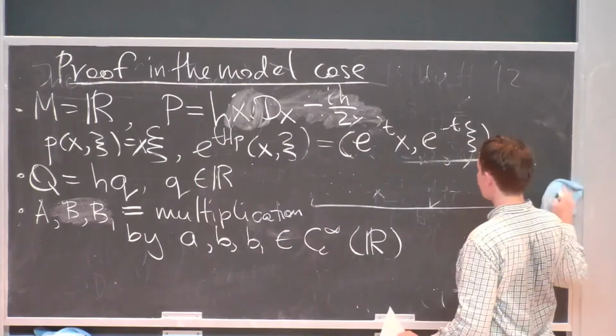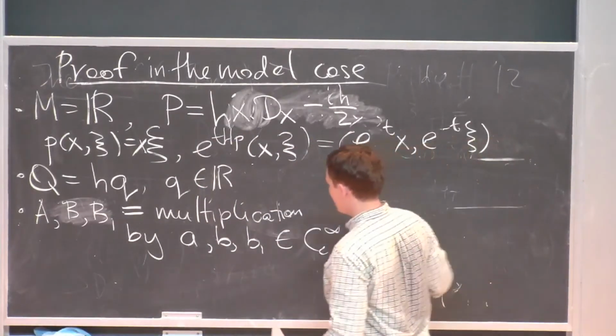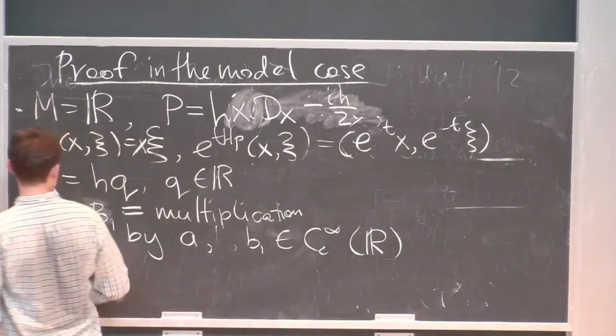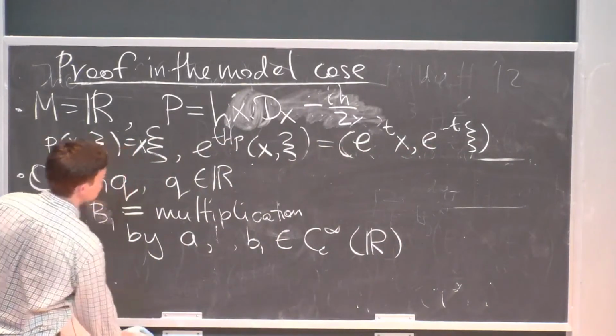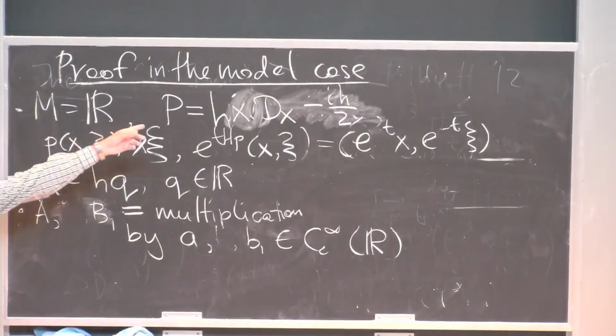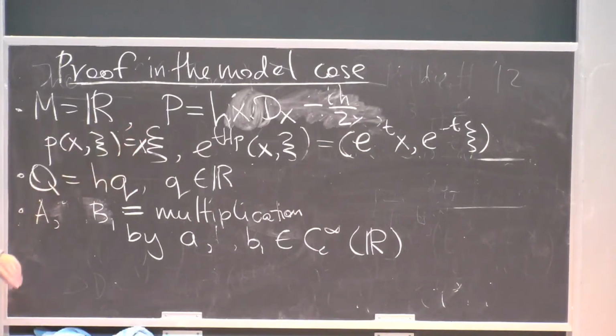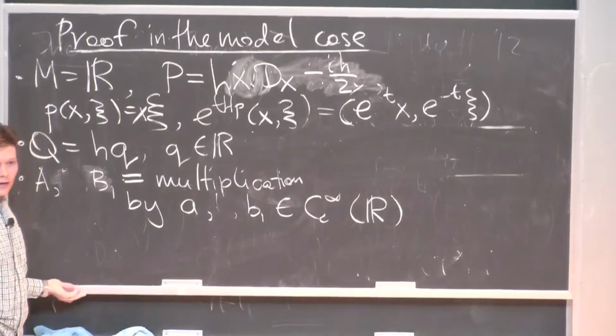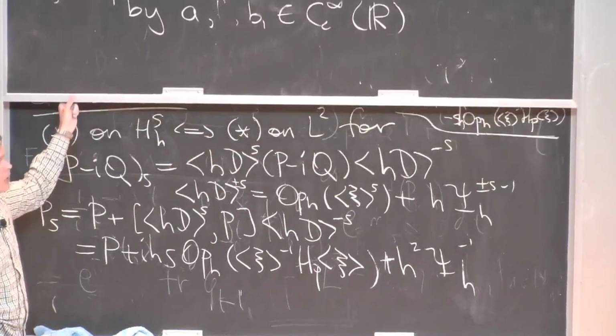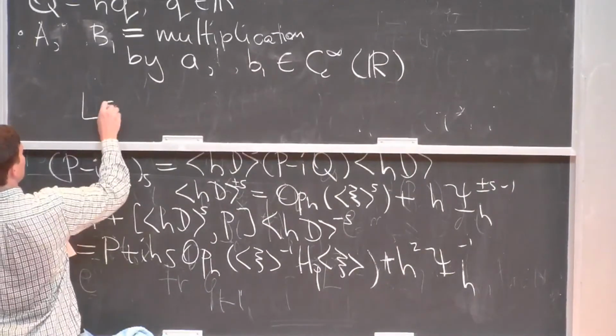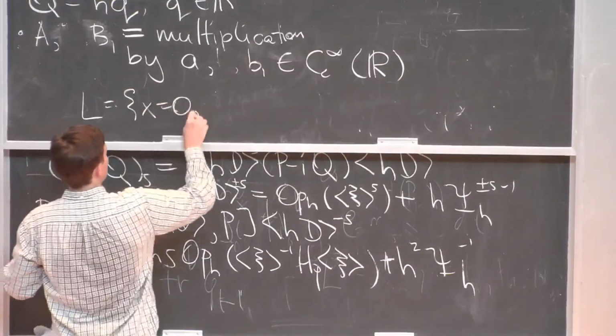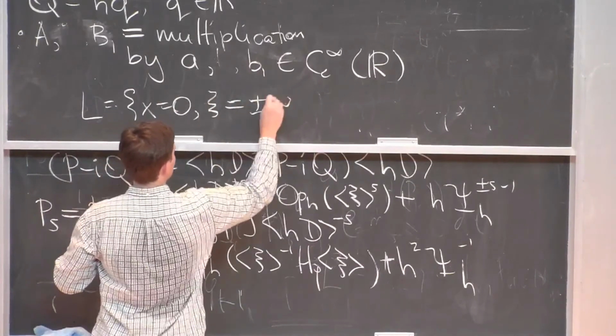And I'll still have these multiplication operators like that. So I just put an x in front of the thing. And that, I claim, is an example of a radial set. What's L here? L here will be x equals 0 and ξ equals plus or minus infinity.